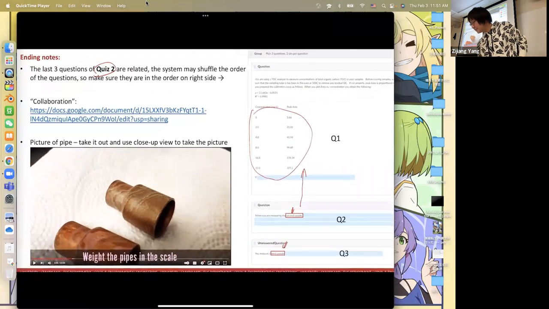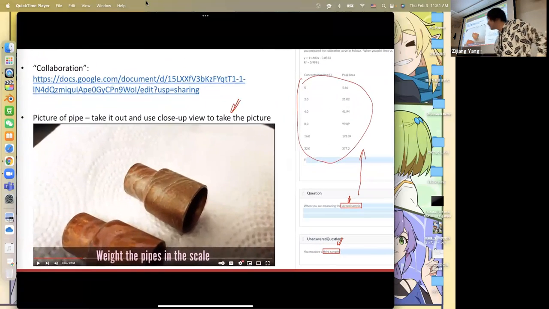And for the calibration pictures, the best way is to take the pipe out and then take a close-up view of the pipe, so we can clearly see the surface of the pipe. And that's it.